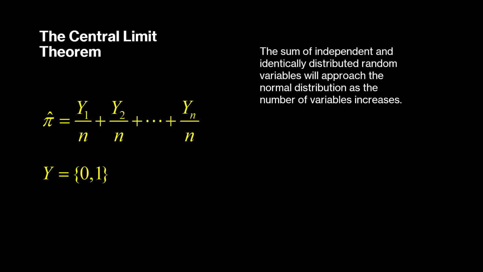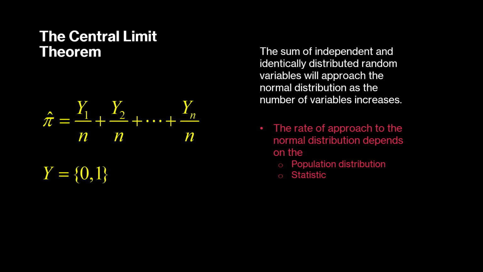It is important to note that the rate of the approach to the normal distribution, that is, how good the approximation is, depends on two things: the underlying population distribution and the statistic we are using. When we draw from different types of population distributions, the approximation is going to work in different ways. For some types of population distributions, we'll need bigger sample sizes than others in order to obtain a good approximation. Similarly, with different procedures, we're going to use different statistics, and that can also influence how big of a sample size we need in order to obtain a good approximation.